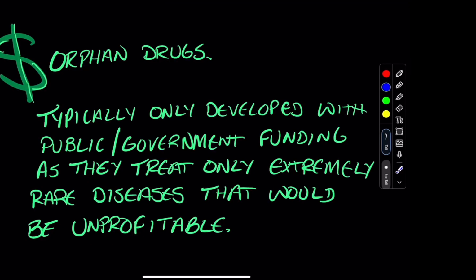I wanted to add this in because it wasn't really in the slideshow that I could find. It's what's called orphan drugs. These are medications that are typically used to treat extremely rare diseases, something that wouldn't typically be very profitable for any pharmaceutical company to actually develop on their own. So usually these are developed with either government or public funding.